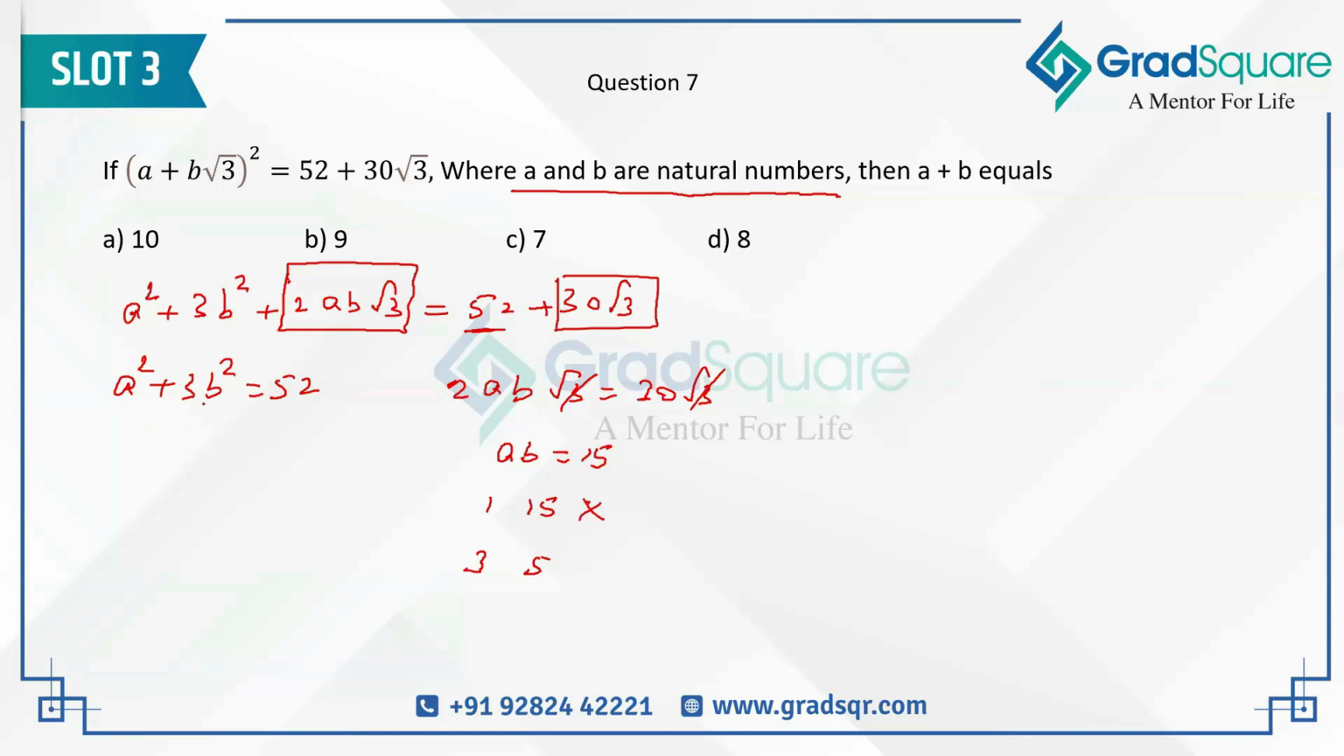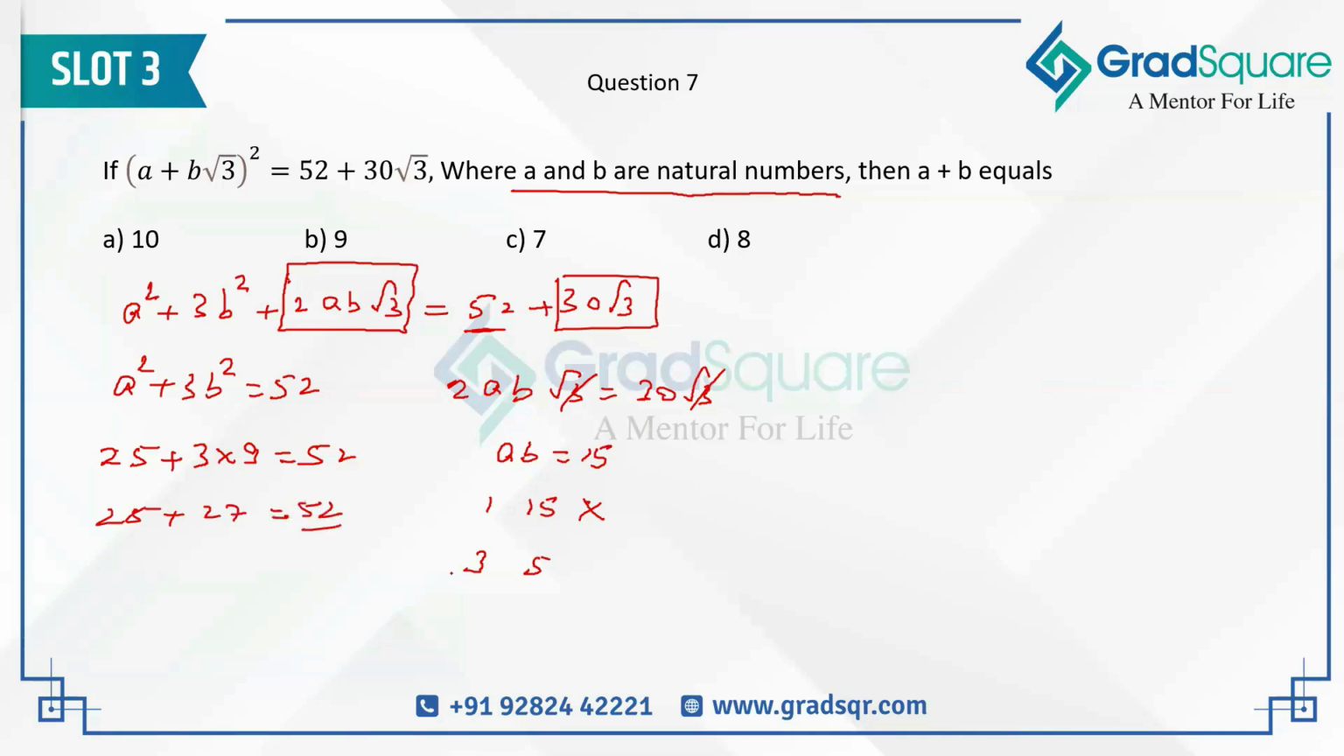If you look at 3 and 5, 5² which is 25, times 3, will become 75. So b cannot be 5. So can b be equal to 3? Let's try to look at this. If b becomes equal to 3, then a becomes equal to 5. So this value will become 25 + 3 times 3², which is 9. Is it turning out to be equal to 52? Yes, 27 + 25 is equal to 52.